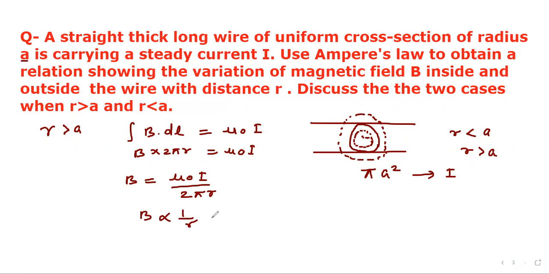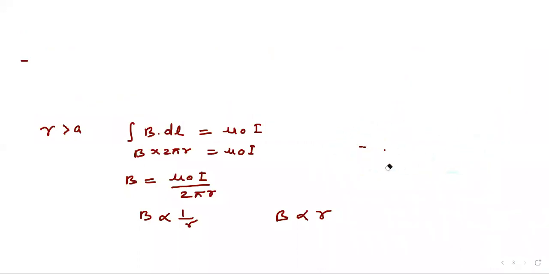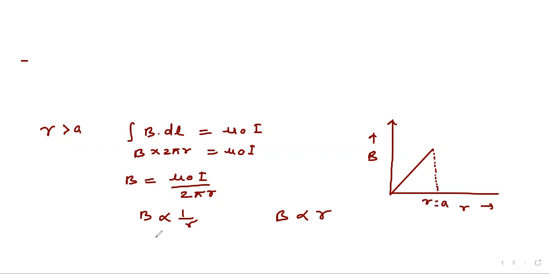So for outside, we have got the relation B inversely proportional to r, and for inside, we have got the relation B proportional to r. Now we can plot the graph between B and r. So the graph will be like this. For inside, till we reach the surface of the wire, the graph will be a straight line like this. So on this axis we write B, and on this axis we take r, and till this point r will be equal to A. And after that, B is inversely proportional to r. So the graph will look like this. Here B is inversely proportional to r, and here B is directly proportional to r.